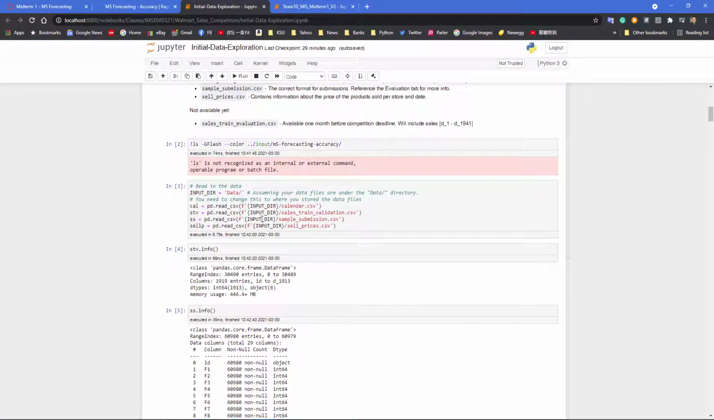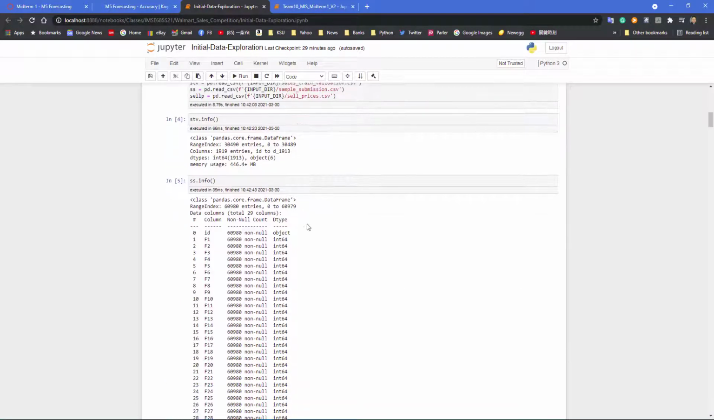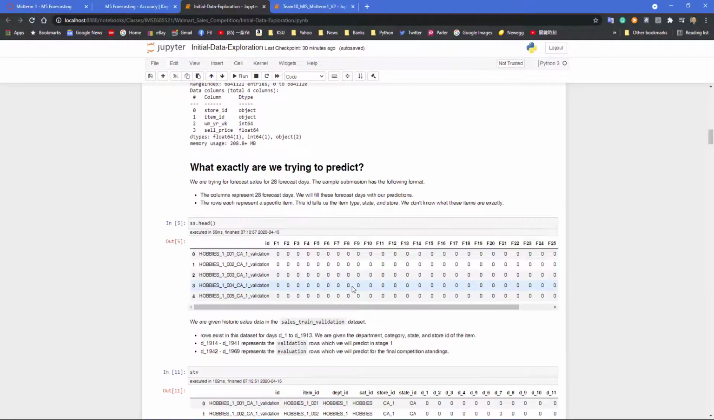But look at the STV, which is the sales training validation data file. You have only about 30,500 rows, but it has around 1,920 columns in there. So it's quite big. It takes about half a gig of your memory. It depends on how good your computer is. Sometimes it can be time consuming to load this data.